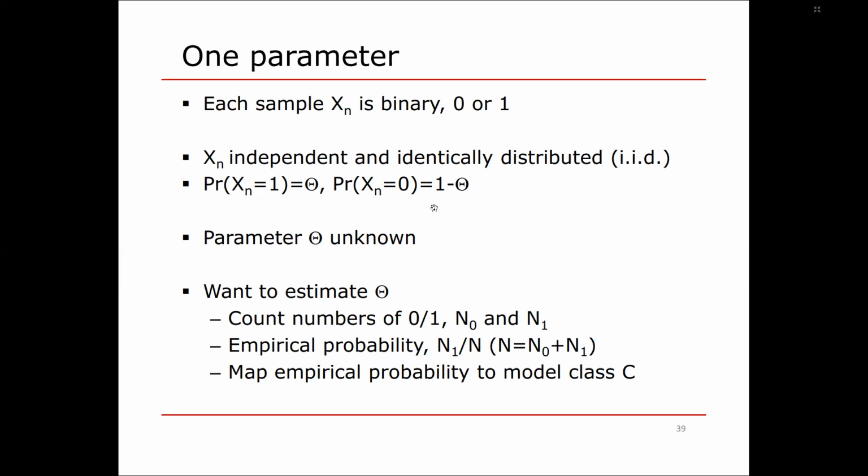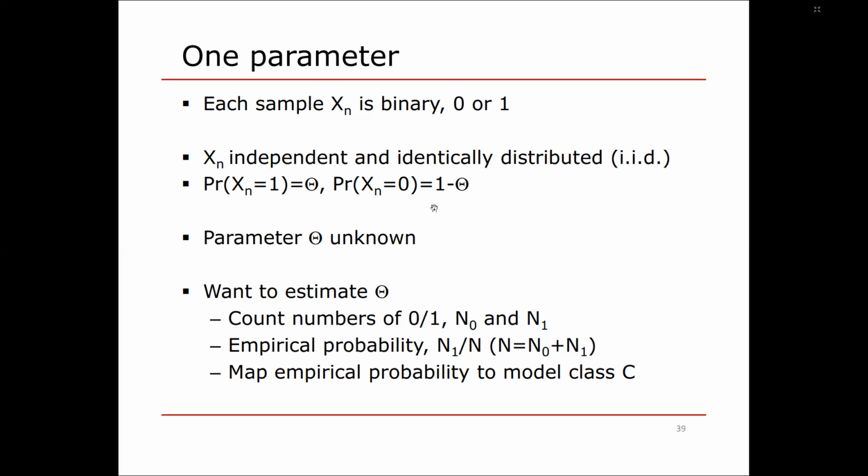Now the parameter theta is unknown. We want to estimate it. To do so, we begin by counting the numbers of zeros and ones in our data, and we denote these by n0 and n1 respectively. Next, we compute the empirical probability. Whereas earlier theta was the probability of 1, the true probability, here the empirical probability is the number of ones, n1, divided by the total length of the data, n. And you'll note that n is equal to the sum of n0 plus n1, which are respectively the counts, the numbers of zeros and ones in our data.